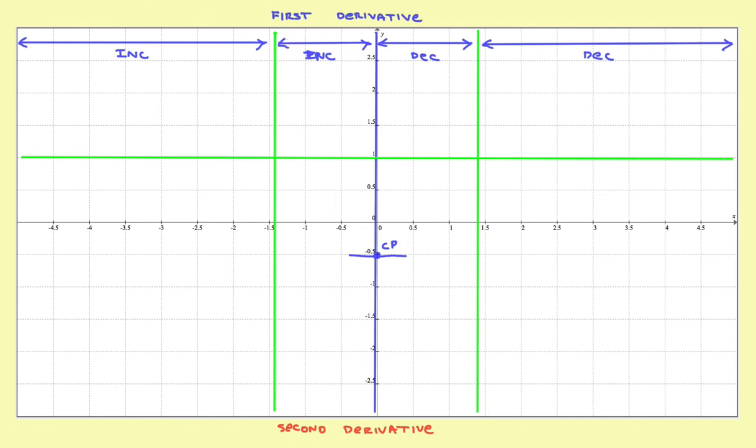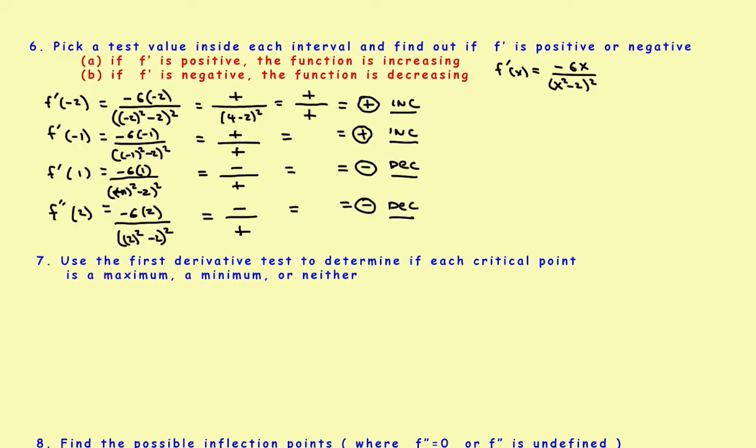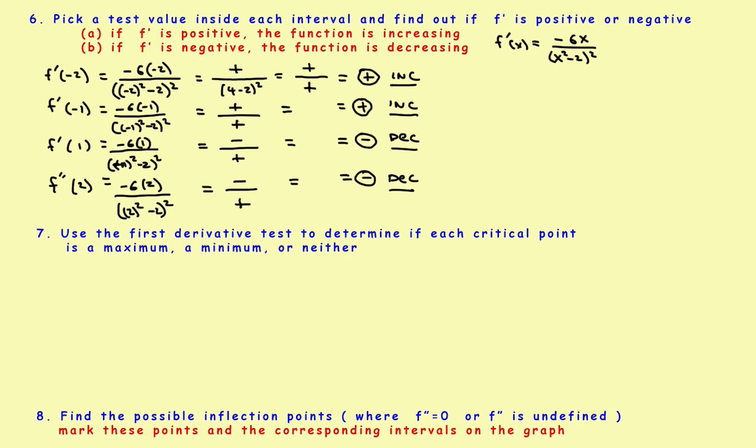Well, let's go back to the worksheet. Now, next thing to do is this. We know where it's increasing or decreasing, and we'd like to know at the critical points, do they represent maximums, minimums, or neither? Well, just a reminder, what the first derivative test says is if you go from increasing to decreasing, you'd have a maximum. If you go from decreasing to increasing, you'd have a minimum. And if it doesn't change sign, then you would have neither.